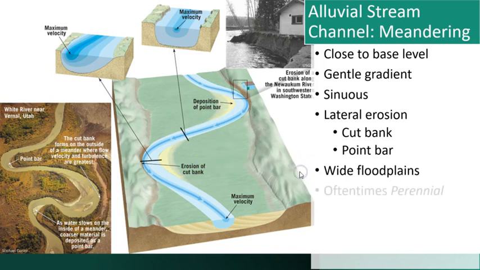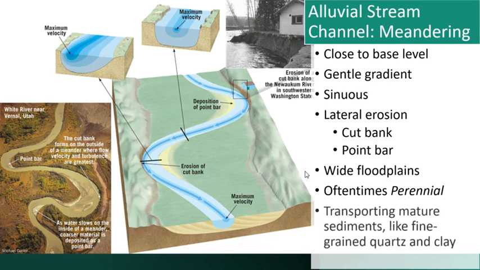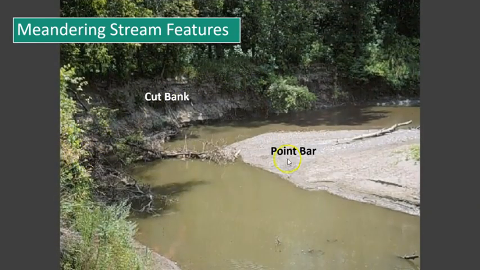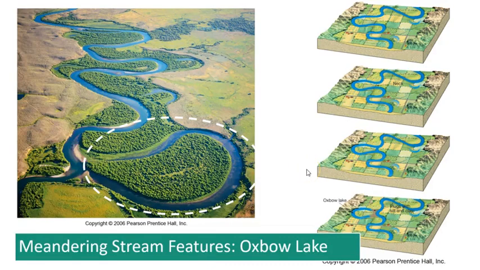Meandering rivers are typically perennial, meaning they flow year-round and can only transport fine-grained sediment. This photo contains a good example of a cut bank and point bar. Another feature characteristic of meandering streams are Oxbow Lakes, which form when a meander becomes so sinuous that it cuts itself off. The stream abandons the longer curved path for the new, more straightforward path.